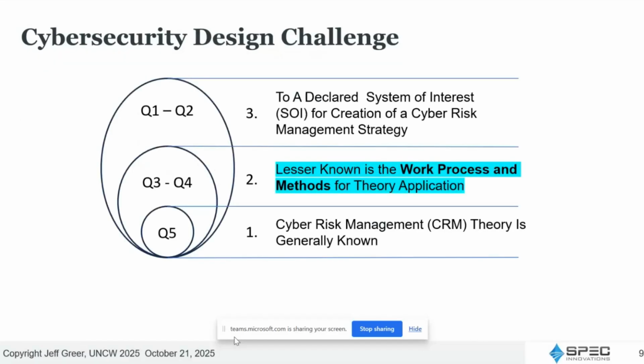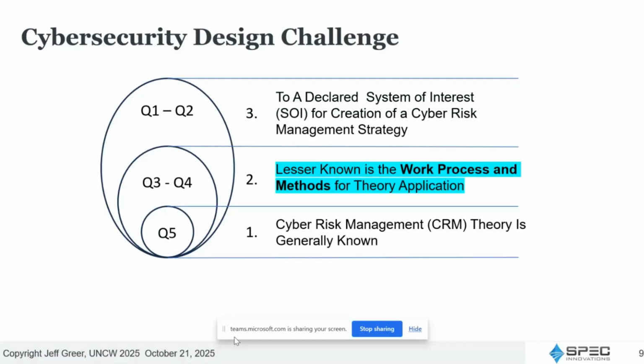So here's the cybersecurity design challenge. If we think about it, cyber risk management theory is generally known. You know, get a degree in cybersecurity and they'll teach you all about it. And then we have a declared system of interest for creation of a cyber risk management strategy to protect it. So that's generally pretty well known if you're working in that space. What's lesser known is the work process and methods for the application of theory into the domain.